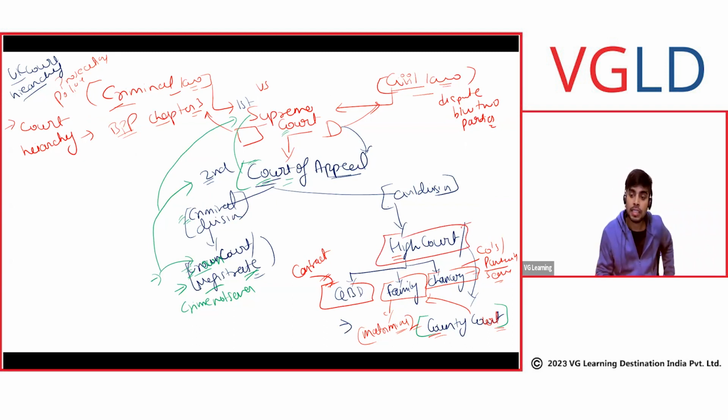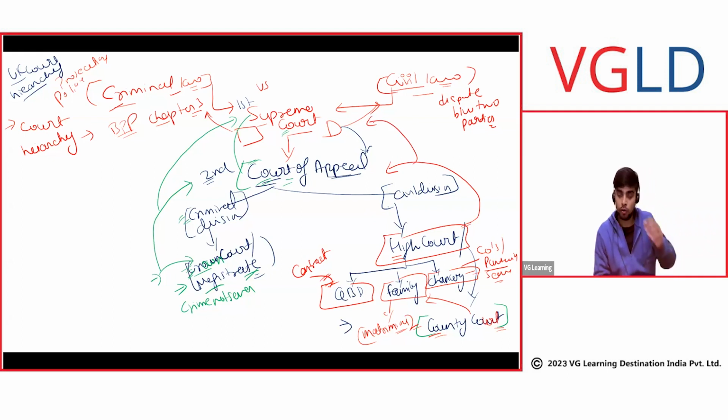But if you are not satisfied with the decision of the High Court, then you go to the Court of Appeal. Okay. And if you're not satisfied with the Court of Appeal, then finally you go to the Supreme Court. So this is the hierarchical order for the UK system. Okay. Is this clear?